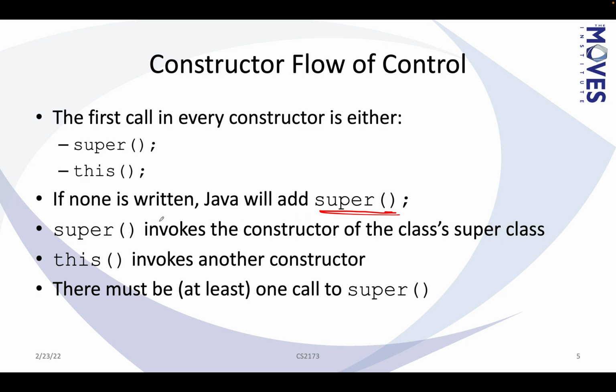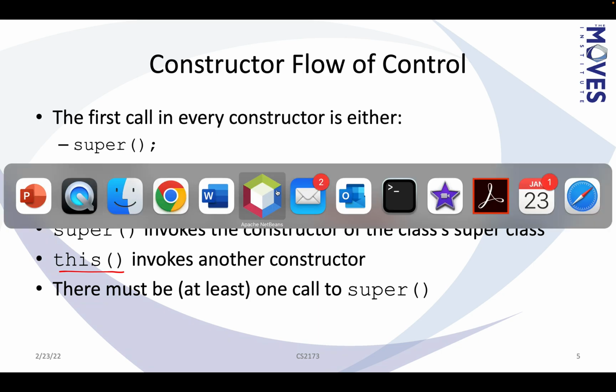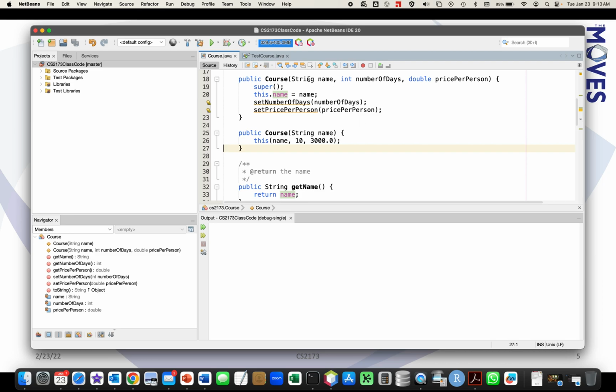So super invokes the constructor of the class's superclass, and then a call to this, again, I don't like the keyword this, but we're kind of stuck with it. Now the thing is that there has to be at least one call to super. So if all of the constructors call this, then you sort of get an infinite loop. So let's see that in action.